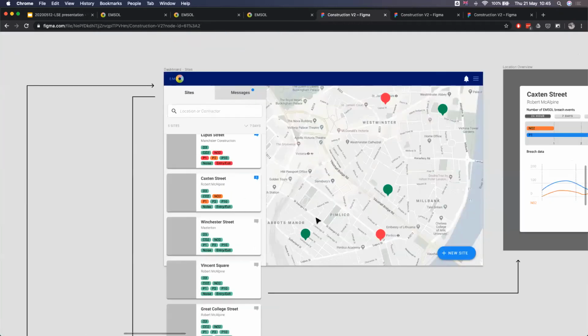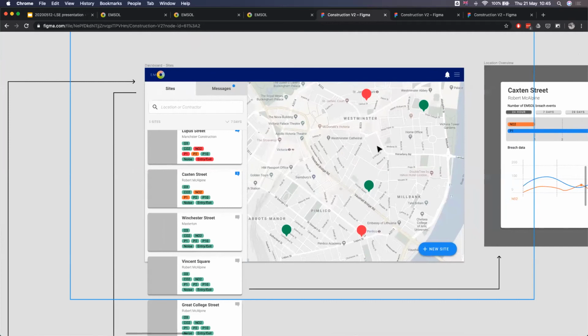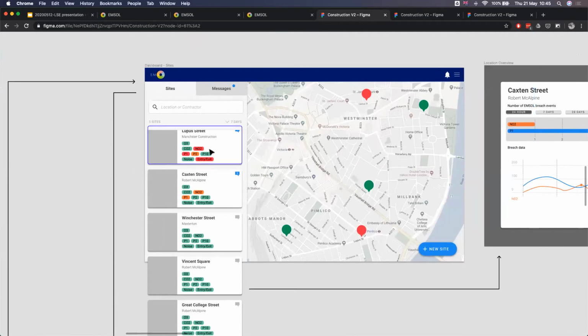This is the new screen in the system, which we're going to have in the system soon. So again, it's the same kind of thing, showing all of their sites and a really easy red, amber, green status of what the air quality was like for the last period of time. So they can see here that Lupus Street maybe is the site they need to be spending some time on.